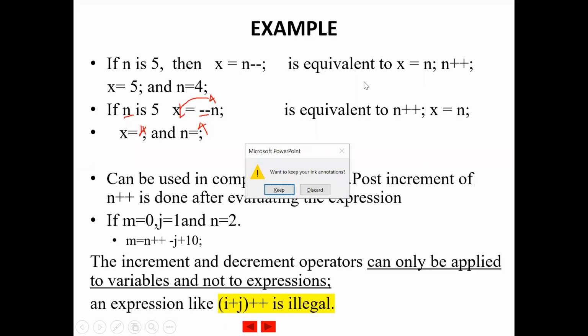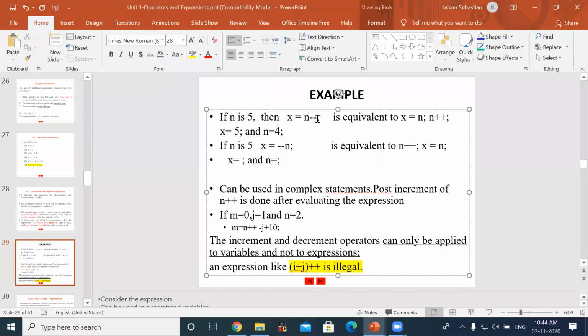Okay, the example I had given was for increment and decrement. I'll keep it like that only. You have to write this example for both the increment and decrement operator. If it is increment, what will happen? And if it is decrement, what will happen? If it is increment, the current value of n is 5. So we will assign it as 5 and then we will increment, n plus plus, so it will become 6. First it will be assigning.